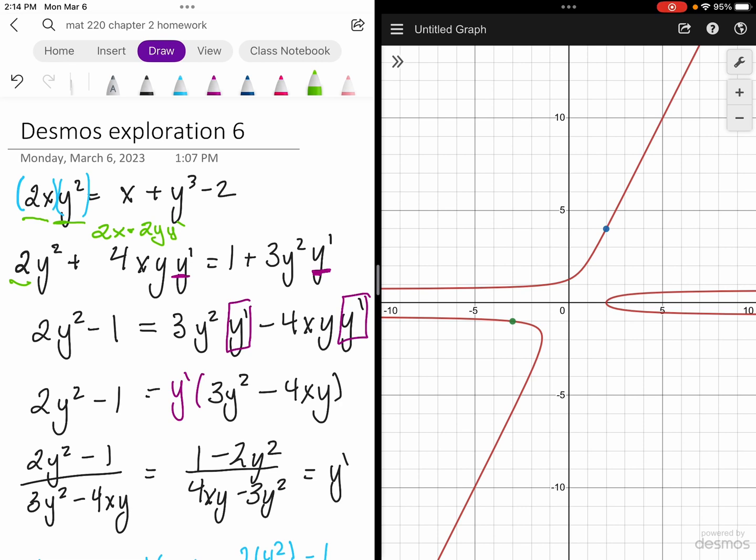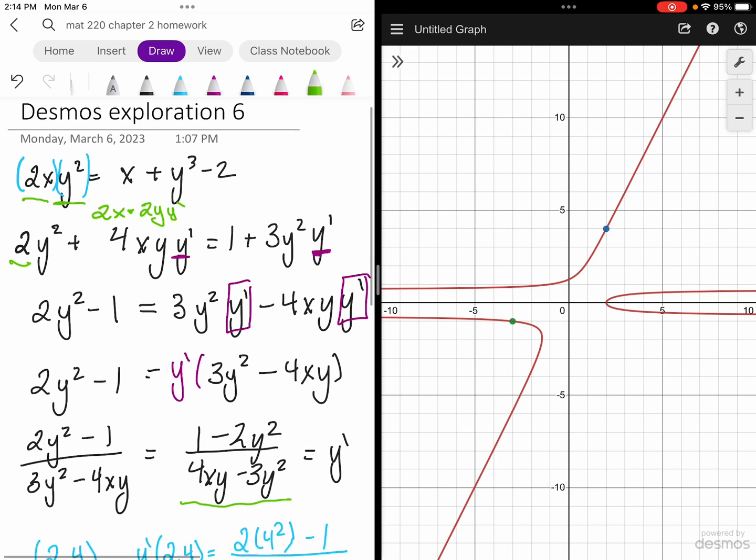And this enables us to factor out that y prime. And so then we can divide by the 3y squared minus 4xy, and we get 2y squared minus 1 all over 3y squared minus 4xy. Now, if you moved terms to the opposite side as I did, so you moved the y prime to the left side and the non-y prime terms to the right side, you would have wound up with the derivative written with all the signs opposite. Either derivative is correct, and this equation would give us the slope at any point on our graph.